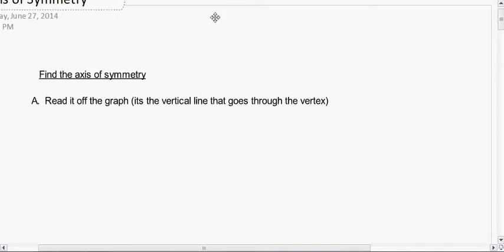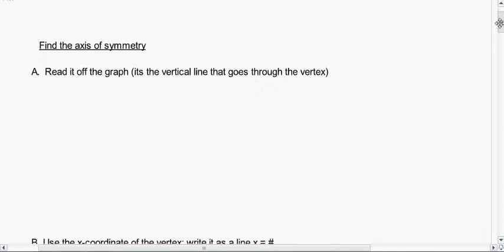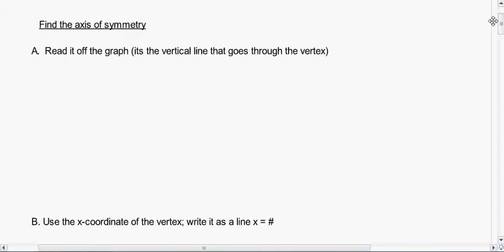I'm going to draw a little sketch because the first method of finding the axis of symmetry is just reading it off the graph, probably the easiest thing I could imagine doing. So here's a little sketch, and I'll go 1, 2, 3 to the left, and 1, 2, 3, 4, maybe 5 over here to the right. I'll go down 1, 2, 3, and up 1, 2, 3.